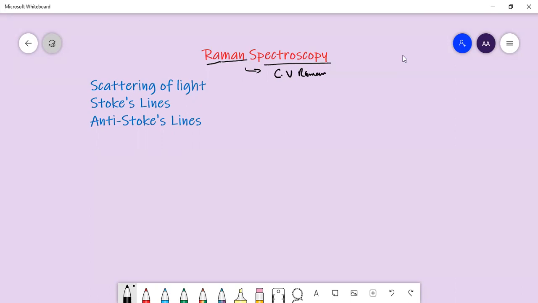So in today's lecture, we will discuss the introductory part of Raman spectroscopy, and we will know about some important concepts. For example, we will see what we mean by light scattering. Then we will see some important concepts usually used in Raman spectroscopy, that is Stokes lines and anti-Stokes lines.